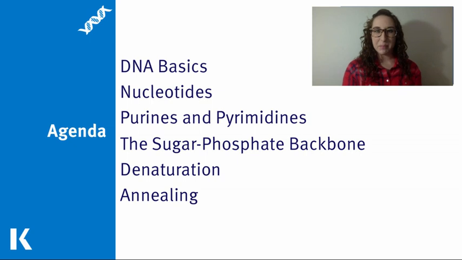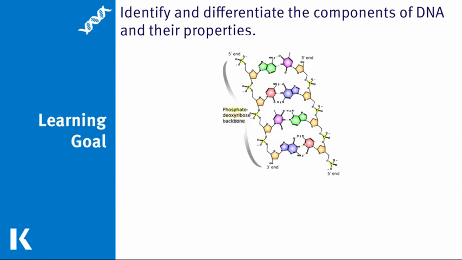This video covers the basics of DNA that you'll need to understand in order to be able to follow along about nucleotides, and the way that nucleotides can be classified as purines and pyrimidines. Additionally, you'll be introduced to the role bonding plays in the sugar-phosphate backbone, as well as the role it plays in denaturation and annealing. The learning goal for this video is to be able to recognize the molecules that join to create DNA and to describe their properties.